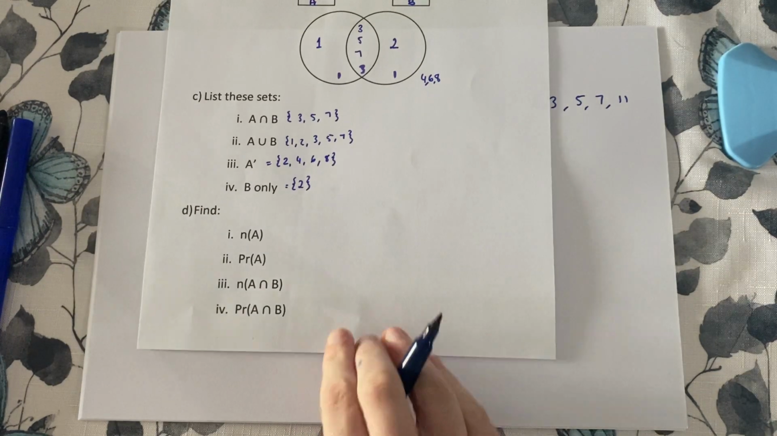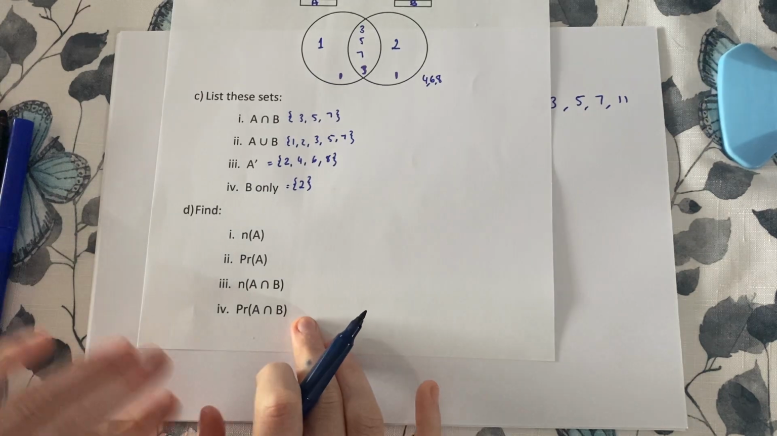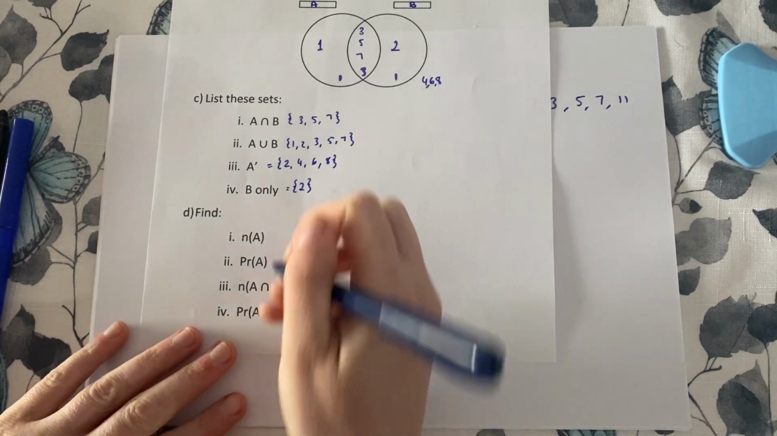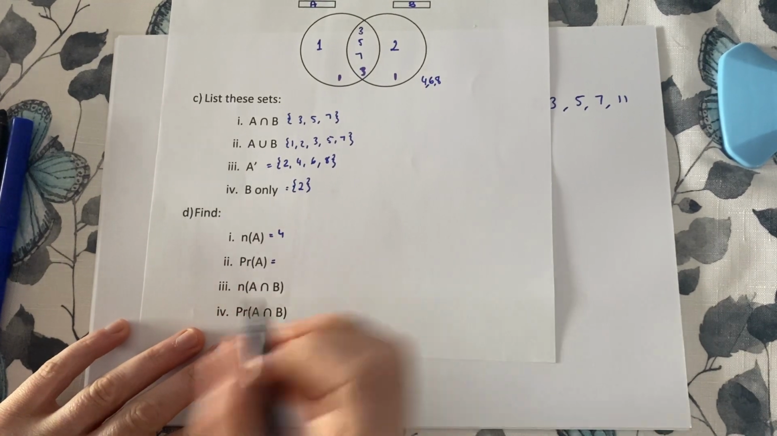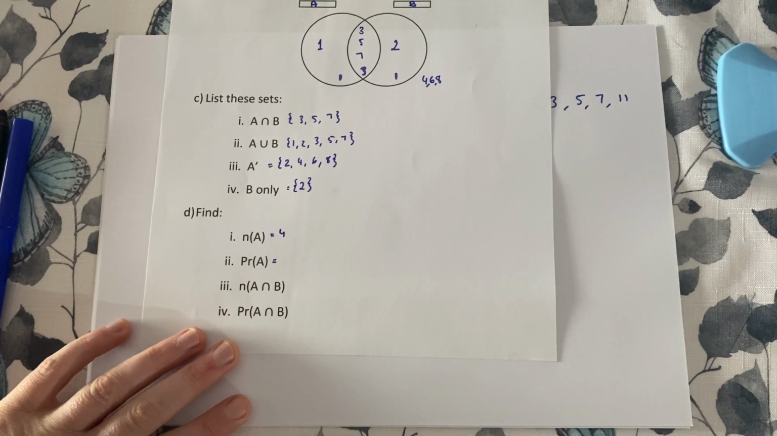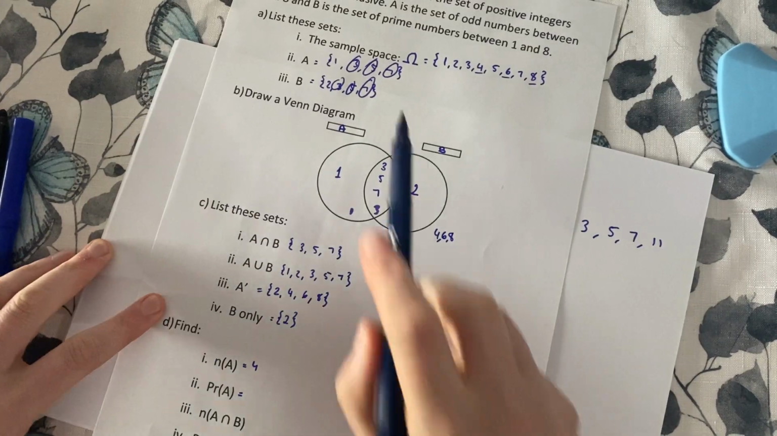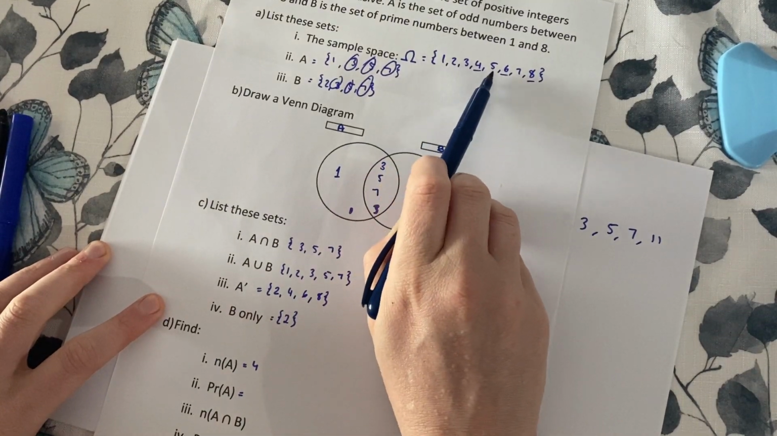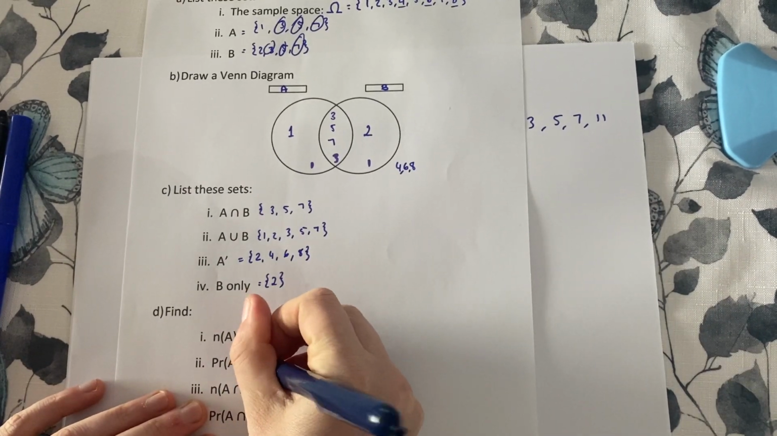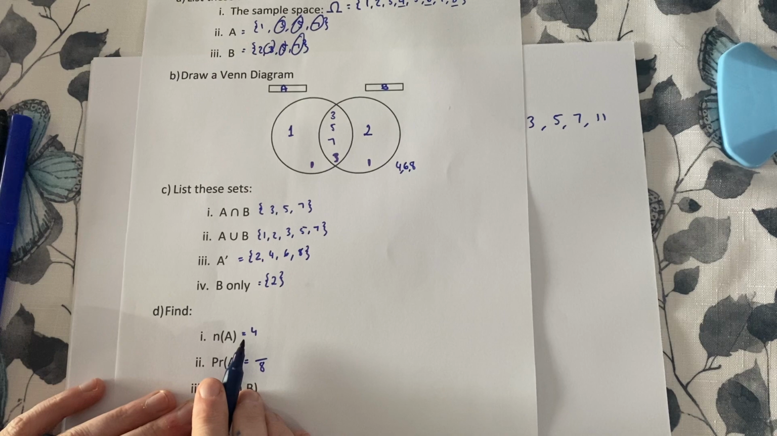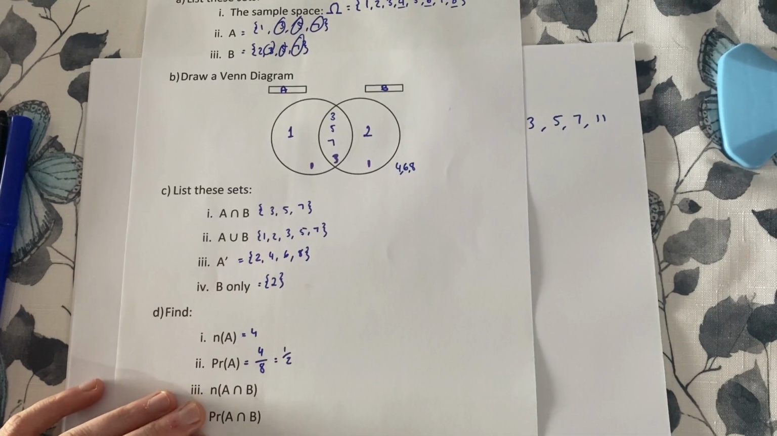So we got our last part of it. It says find the cardinal number of A. How many numbers are in A? 4. So what is the probability of getting a number that is in A? If you look at our sample space, back up, you've got 1, 2, 3, 4, 5, 6, 7, 8. That's 8 numbers, so the bottom of your fraction is going to be 8. And how many were in A is 4, which can then be simplified to a half.